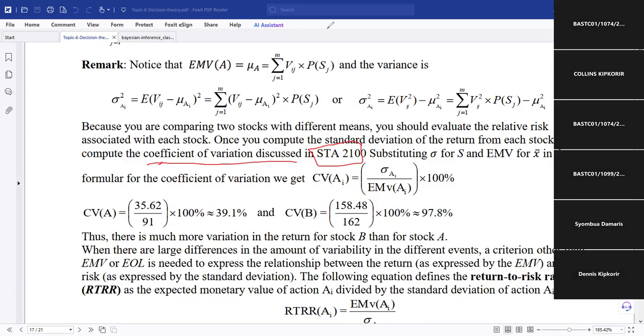Now, there is this star 2100 that is being mentioned. Of course, that should be your introduction to probability for this particular case. I don't know whether yours is 2101, something like that. I'm not sure whether it is 2101.